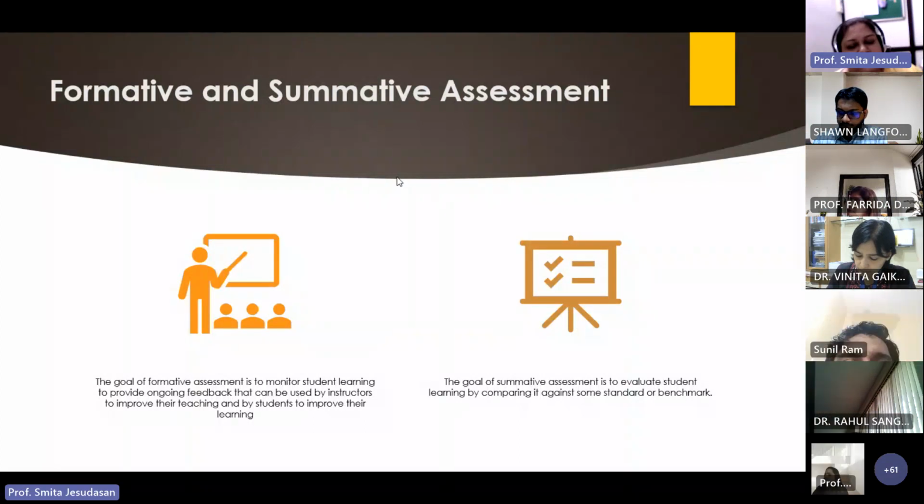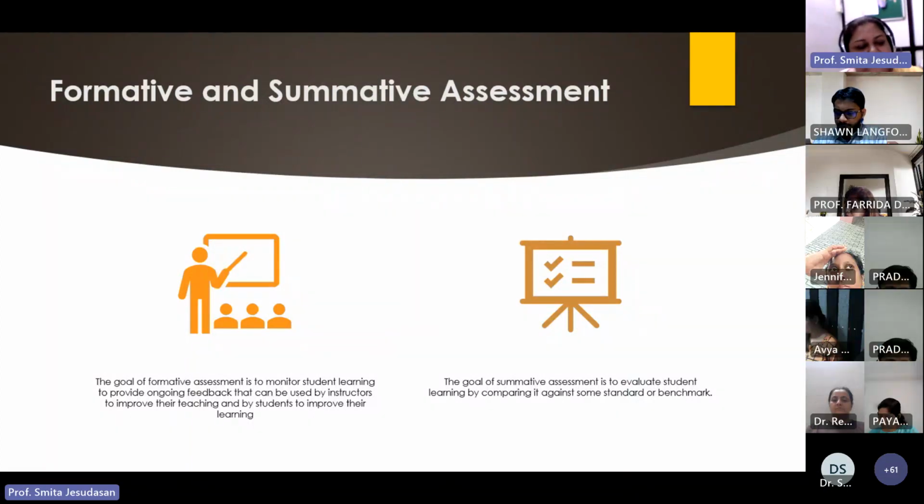Now let us take the basics of assessment. We have two types of assessment measures. The first one is the formative assessment and the second one is the summative assessment. Now, when you say formative assessment, the basic goal is to give feedback to the students. So you monitor the students' progress so that you can give them feedback so that they can do well at the end of the semester examination. So this helps in improving the teaching learning process.